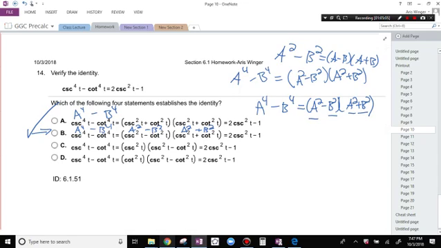1 plus cotangent squared equals cosecant squared. So cosecant squared minus cotangent squared is just 1. This is 1, so that's gone. And then I need to switch this to cosecants. I know that cotangent squared is cosecant squared minus 1. And then you combine them with that.